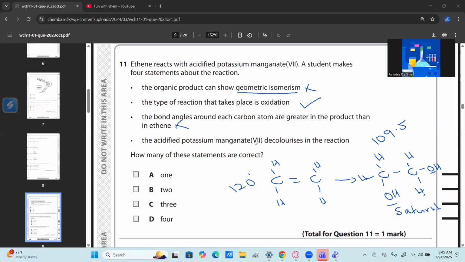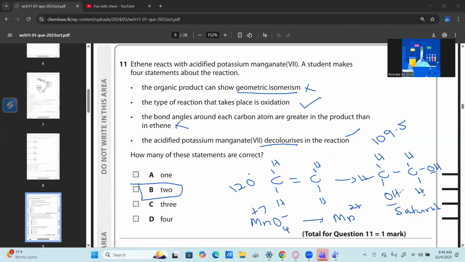The acidified potassium manganate decolorizes in the reaction. That is correct because MnO4- is +7 and becomes colorless because of the formation of Mn2+, right? So from this color change only, we know we have an alkene. So only 2 statements are correct.